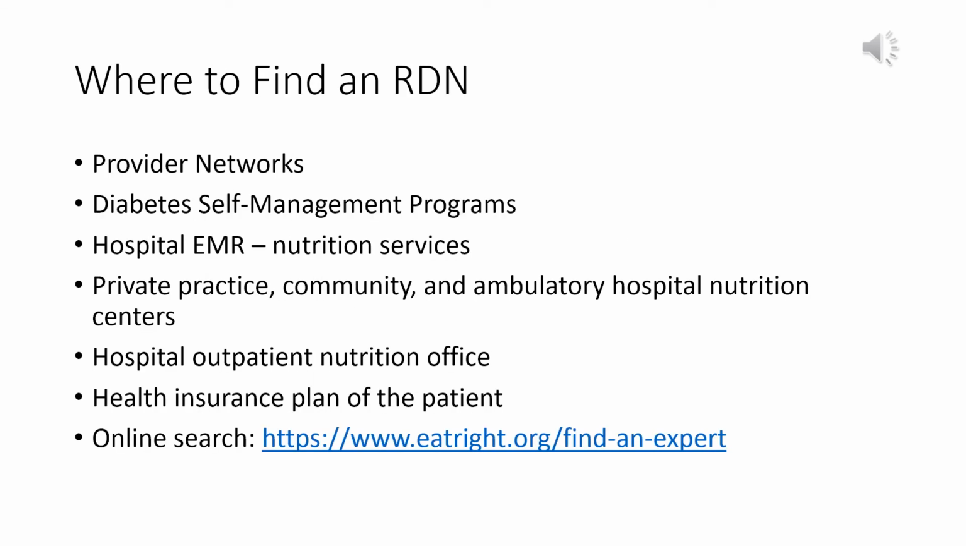The second to last section of the toolkit is where to find an RD or an RDN. And there are a lot of opportunities for PCPs to look for a dietitian. Provider networks are one, any diabetes self-management programs, hospital electronic medical records would have records of nutrition services and who provided them. There are dietitians in private practice, in the community, and in ambulatory hospital nutrition centers.